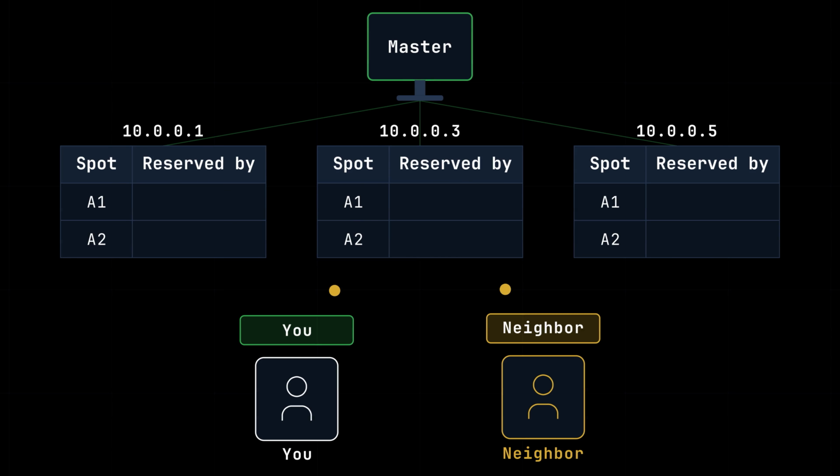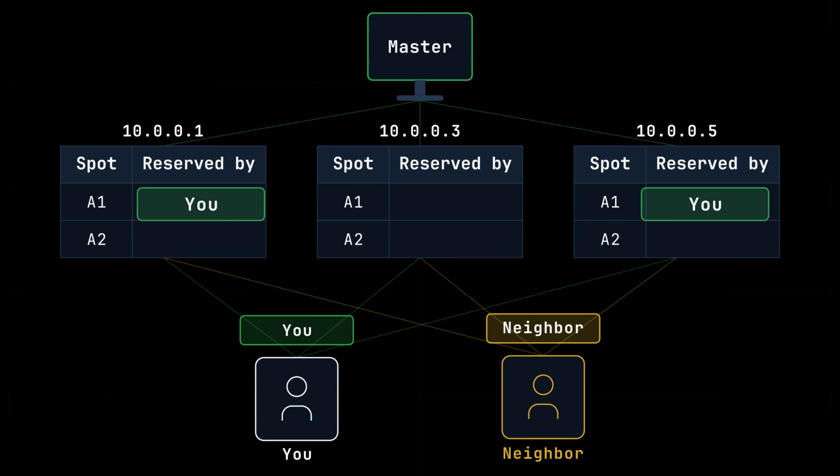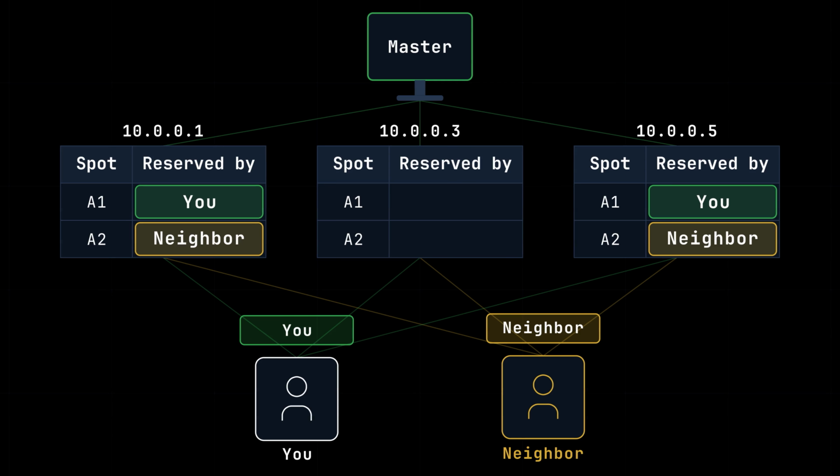Now imagine you and your neighbor are trying to reserve the same spot at the exact same time. Both of you will receive the addresses from the master and start sending the updates to the chunk servers. The first chunk server receives your update first, and then your neighbor's. So it adds your name first and your neighbor's name below it. But the second chunk server receives your neighbor's update first and then yours. So it adds your neighbor's name first and your name below it.